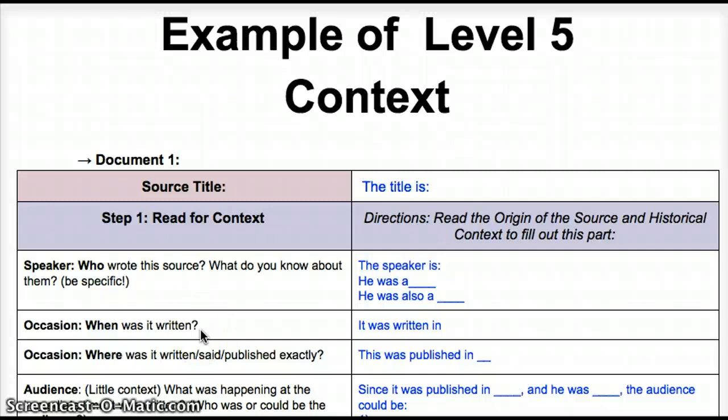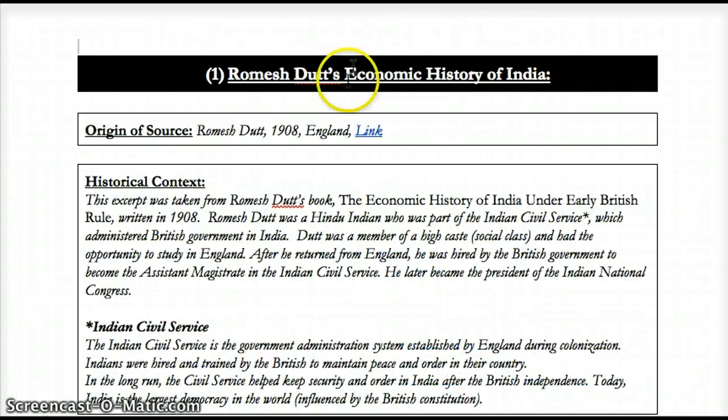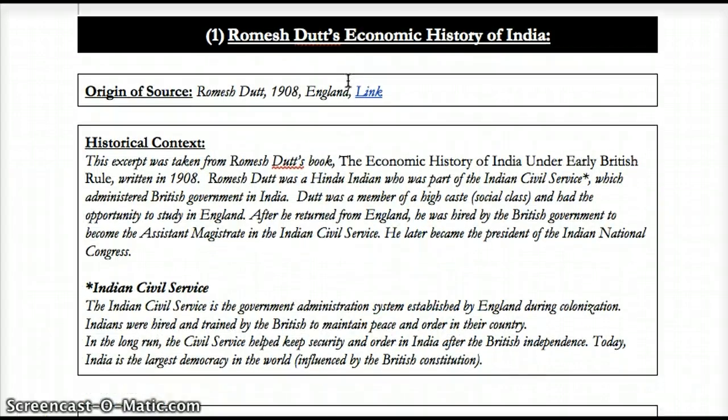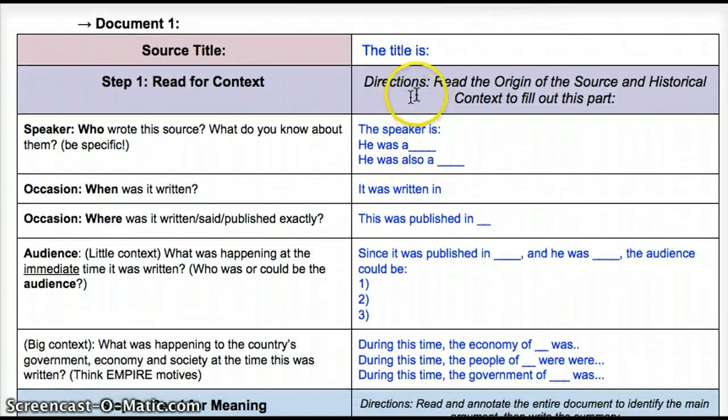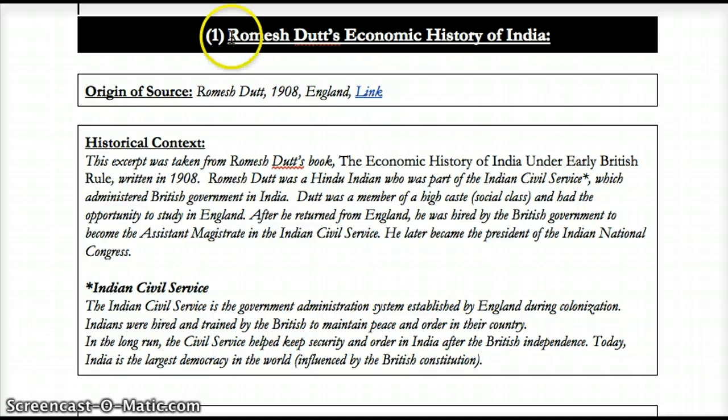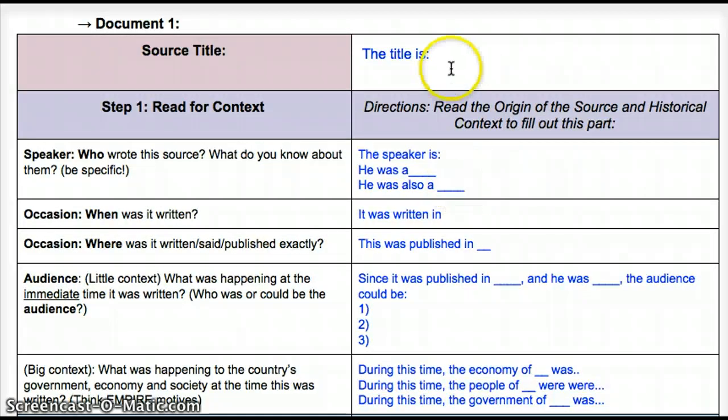Hi students, in this video I'm going to show you how to contextualize a document. So right now I have this document in front of me, which is the first document for the India case study. So let's see what the 3 steps are to do this. Well, the first thing it tells me to do is to put the title, so I'm going to go ahead and do that. And I could just copy this and paste it here, and that should be enough.